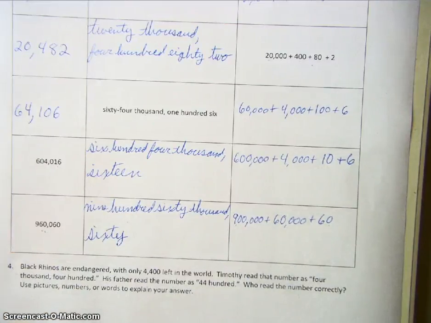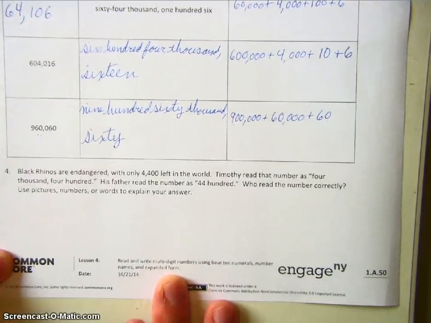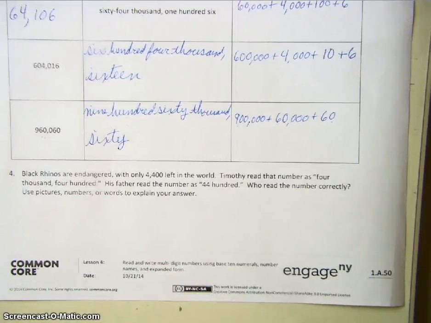Finally number 4, our word problem. Black rhinos are endangered. There's only 4,400 left in the world. Timmy read that number as 4,400. His father read the number as 4,400. Who reads the number correctly? Use pictures, numbers, or words to explain your answer. Well, both of them are actually reading it correctly, because you could read that number either way.